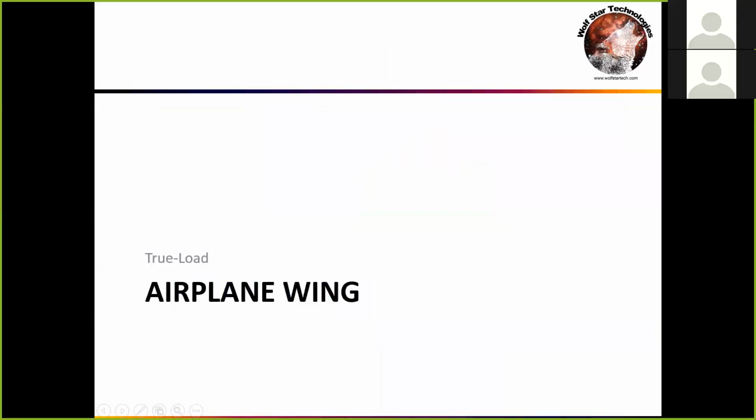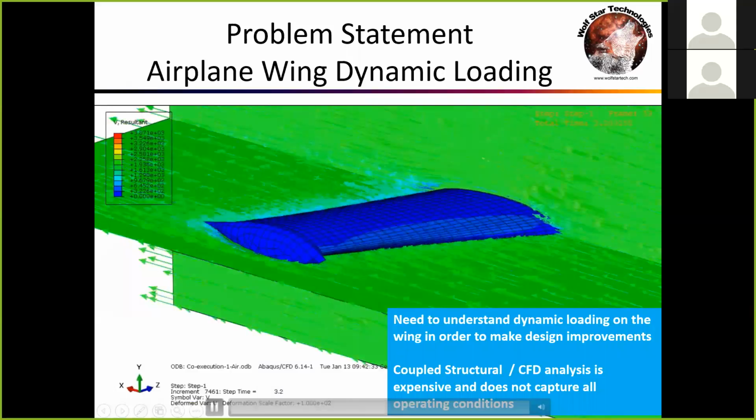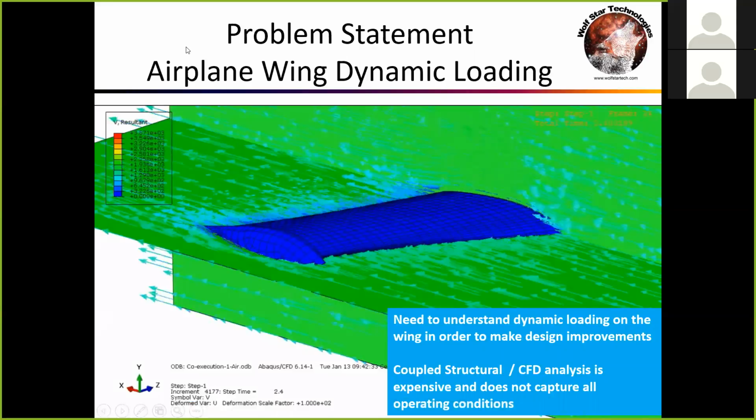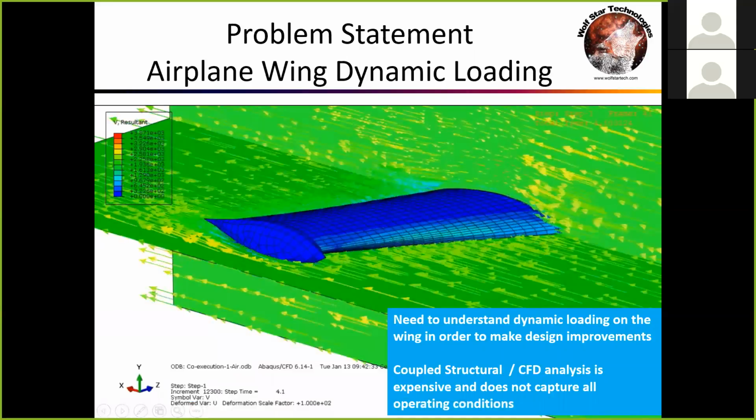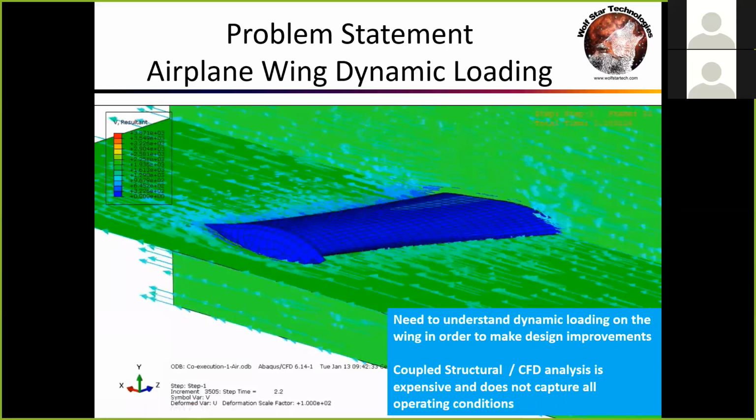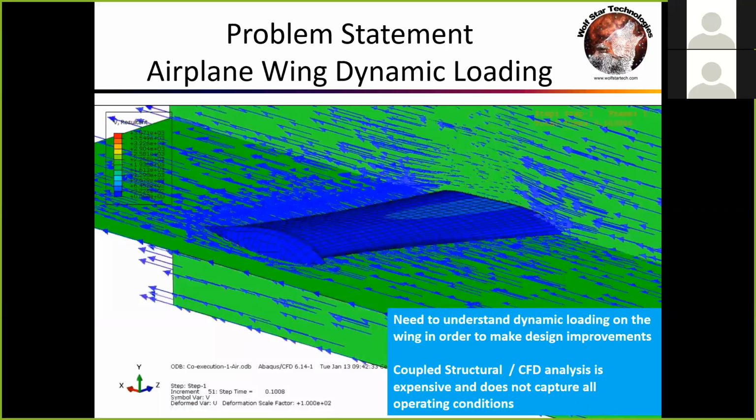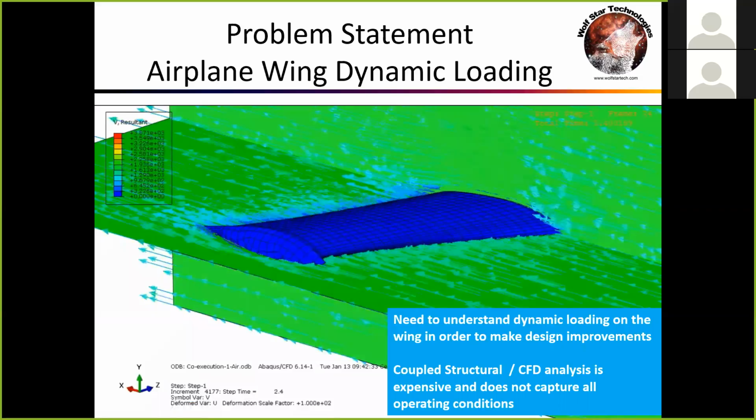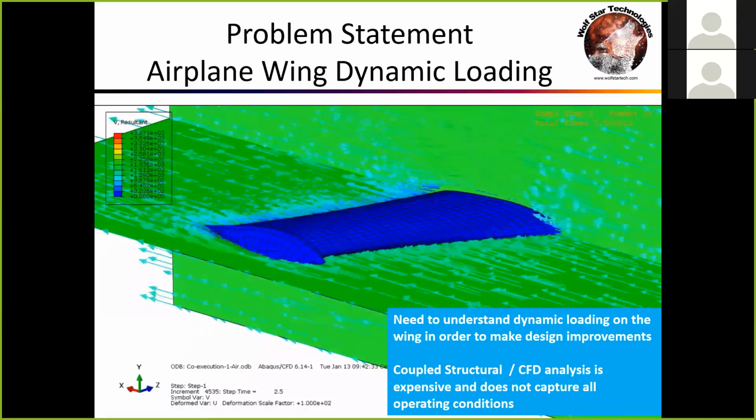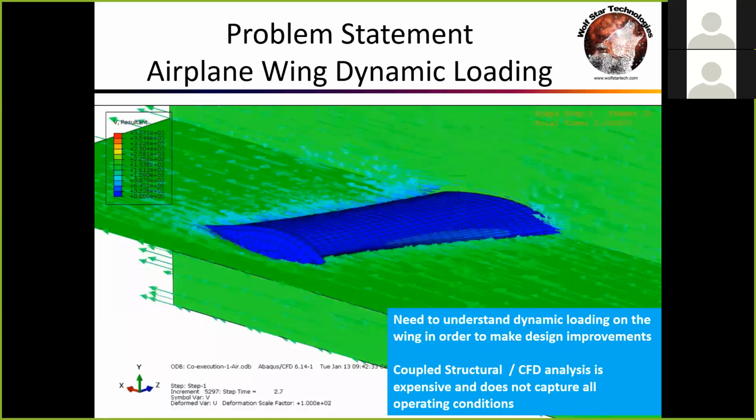Okay, I've got an airplane wing here. This is an example I worked up for a workshop I did at NIAR last year. So I didn't have an actual airplane wing, a wind tunnel, or the strain gauges. So what I did is I simulated that. I simulated a wind tunnel with a coupled structural CFD analysis here. This is a highly nonlinear analysis, and I'm using this as my test article to see if I can reproduce the loading on this wing using true load.